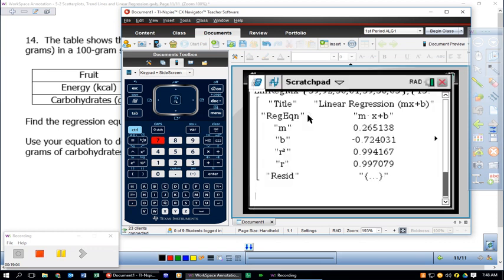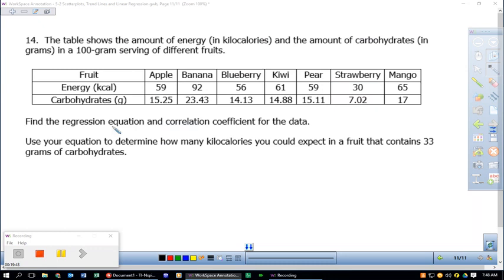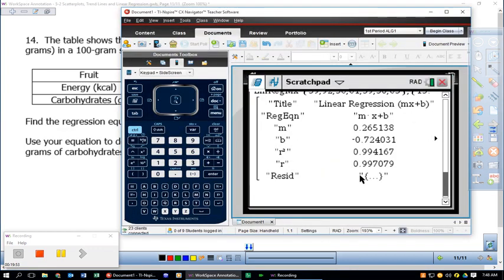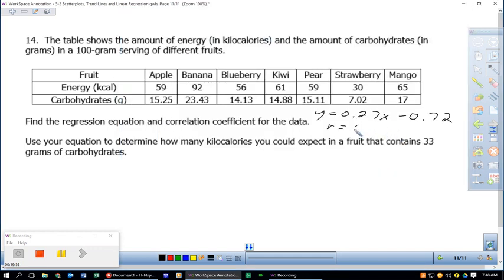And our equation is 0.27x minus 0.72. And our R is 0.997.